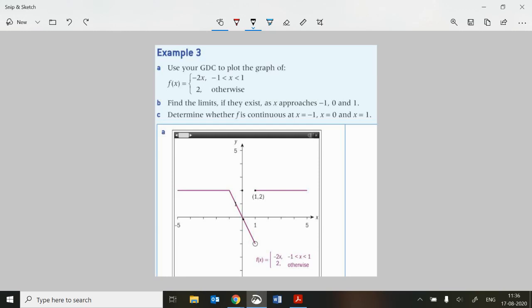So, find the limits, if they exist, as x approaches, so we're looking at B now, x approaches -1, 0, and 1. So let's look at the limit. Let's do this completely and say, well, as x tends to -1 from the negative side, we're using this function. But the limit of that doesn't depend on x at all, so that's just equal to 2. That's no problem. In fact, that's a good point, actually.